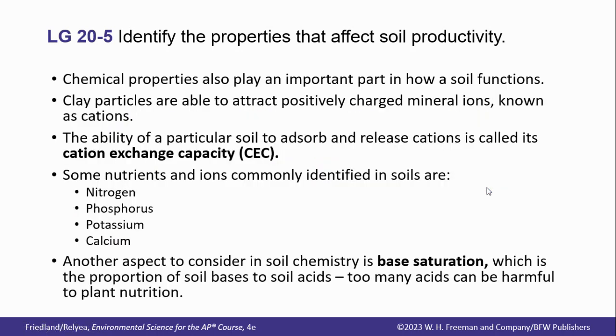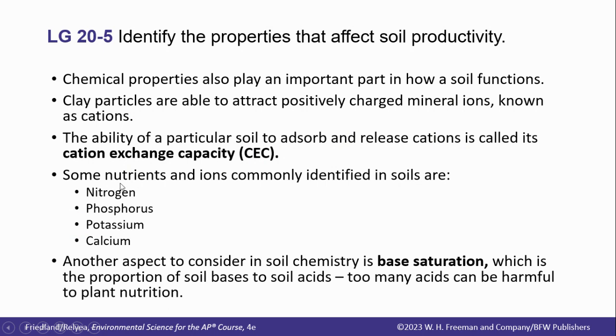Chemical properties also play an important role in how soil functions. Clay particles are able to attract positively charged mineral ions known as cations. The ability of a particular soil to absorb and release cations is known as cation exchange capacity, or CEC, is what you might see in your textbooks. Some nutrients and ions commonly identified in soils are nitrogen, phosphorus, potassium, and calcium. Another aspect to consider in soil chemistry is the base saturation, which is the proportion of soil bases to soil acids. Too many acids can be harmful to plant nutrition.